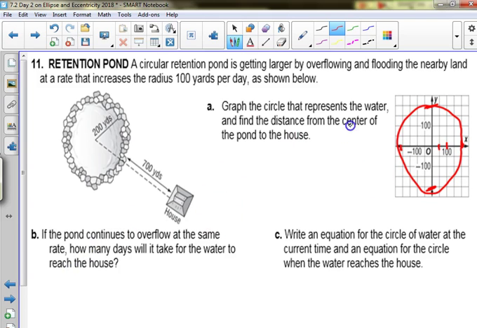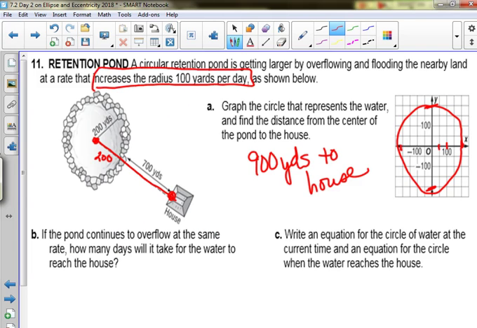Graph the circle and find the distance from the center of the pond to the house. Okay, guys, how far is this? Center of the pond to the house. Look at the picture over here. The radius is still 200, right? So 900 yards to the house. If the pond continues to overflow at the same rate, the radius is going out 100 more yards every day. So it's already starting here. How many days till it hits the house? If it goes out another 100, another 100, another 100, 7 days.